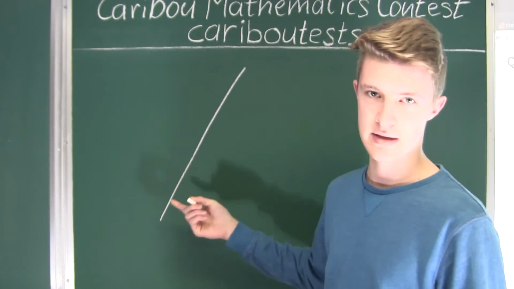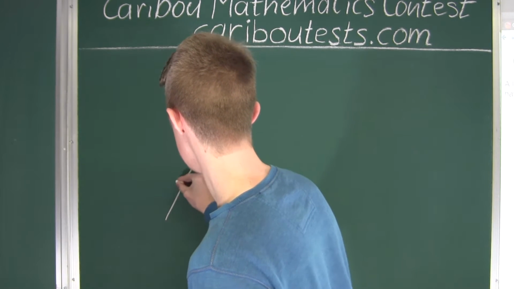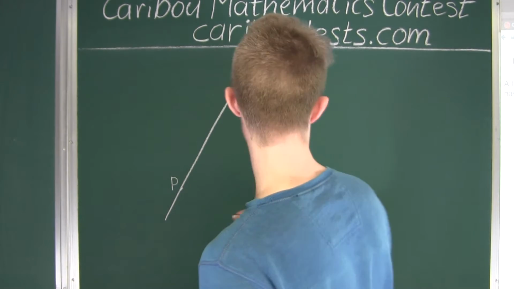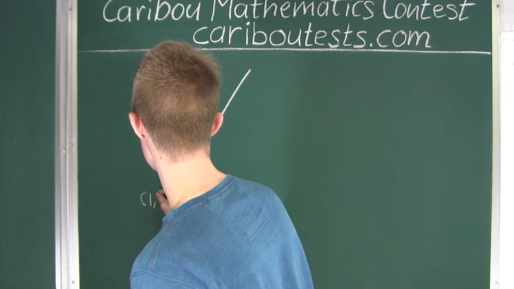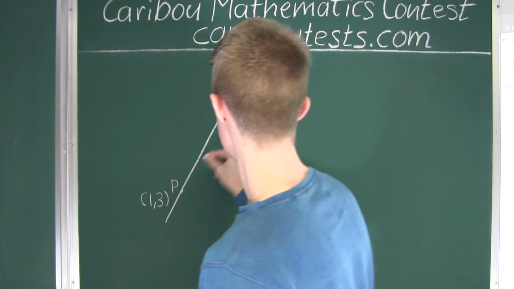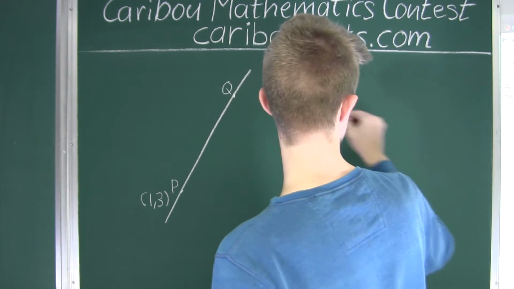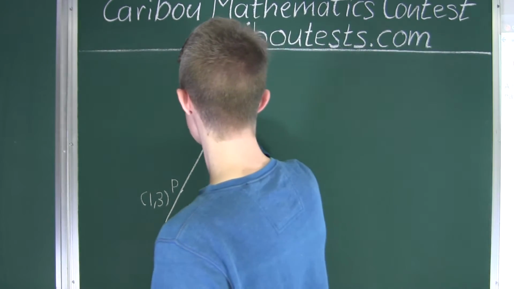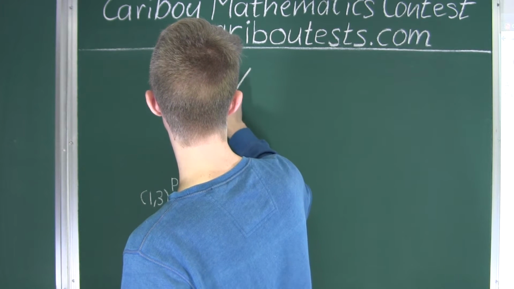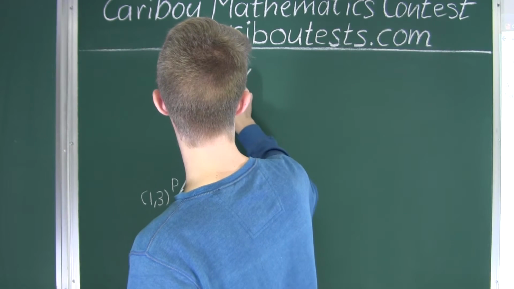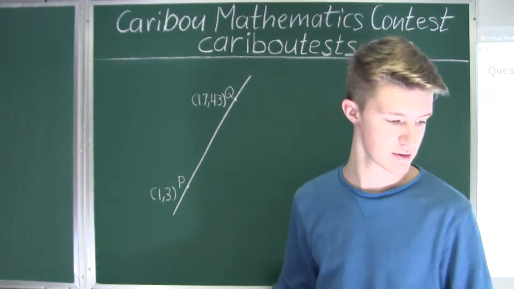So this line will represent the line in the question. Let's say this will be point P, which has the coordinates 1, 3. And here will be point Q, which has the coordinates 17, 43. Okay, so here we have our 2 points.